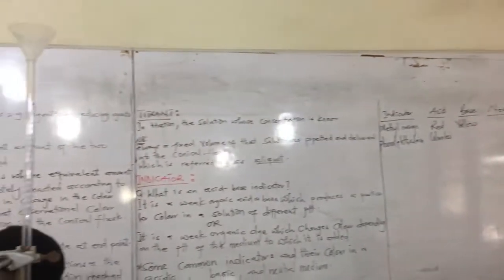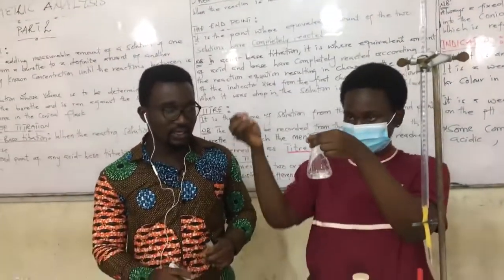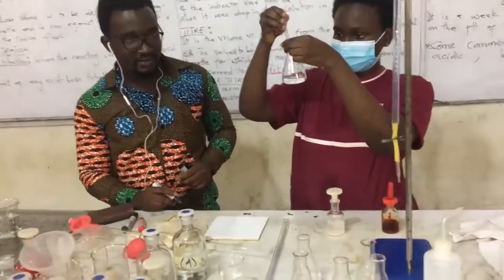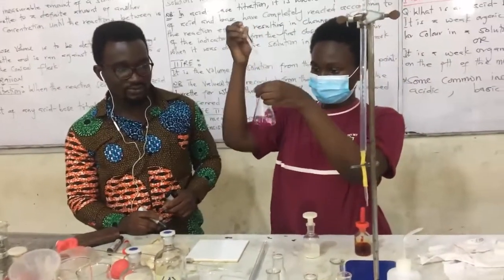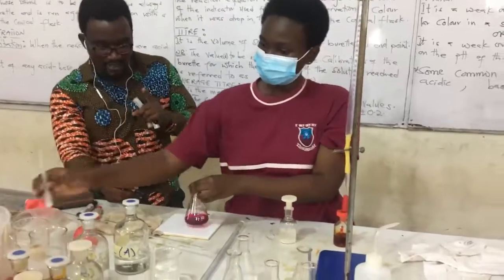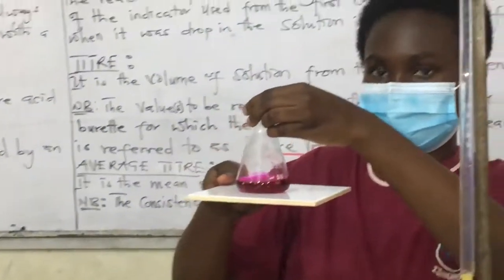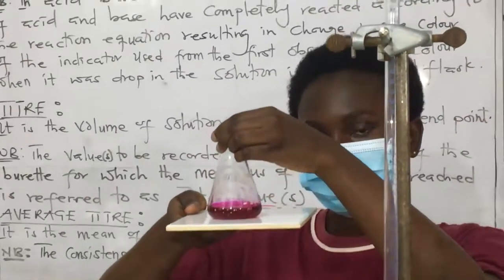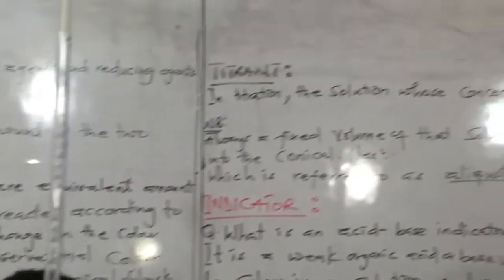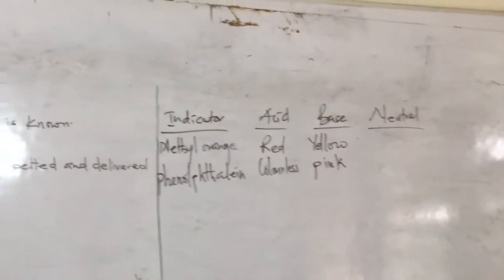Let's take the phenolphthalein. Okay, let's look at the phenolphthalein. 1, 2 drops. Wow, we have deep pink, or you can say pink color produced. Pink color.